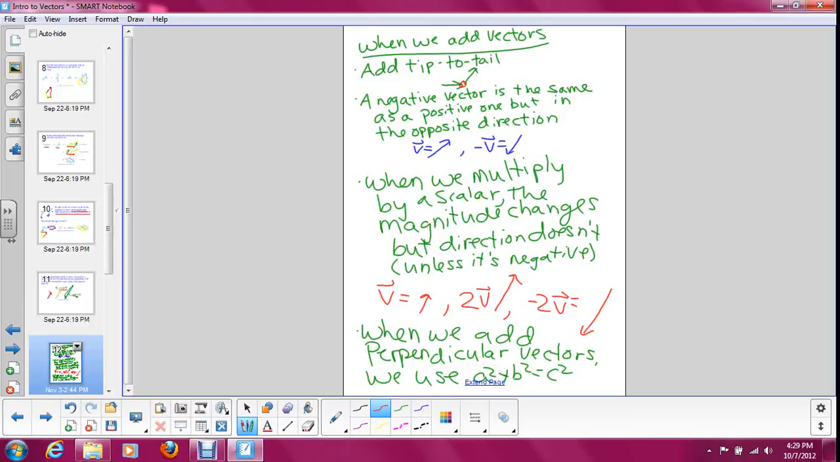We learned that when we multiply by a scalar, or a number that does not have direction, the magnitude changes, but the direction doesn't. So if we have v and we want 2v, we just make that arrow twice as long. It does not change direction. But if we were to multiply by negative 2 to get negative 2v, it's twice as long and it points in the opposite direction. And finally, when we add perpendicular vectors, we have to use the Pythagorean theorem. A squared plus b squared equals c squared.